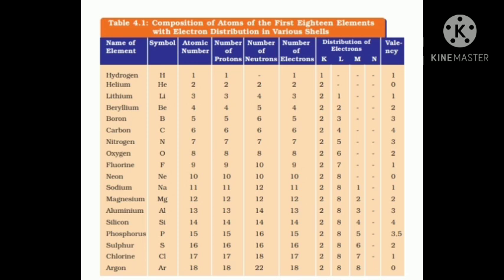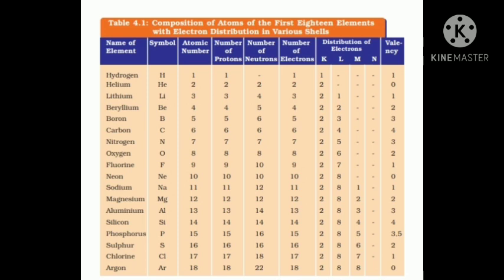Boron, symbol B, atomic number 5, number of protons and electrons 5, neutrons 6. The 5 electrons are distributed as 2, 3. First shell 2, remaining goes to the next shell, 3. So valency 3. Carbon, symbol C, atomic number 6. So number of protons and electrons 6. Neutrons also 6.